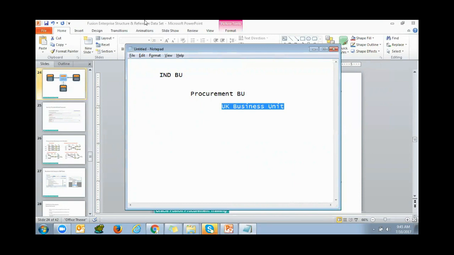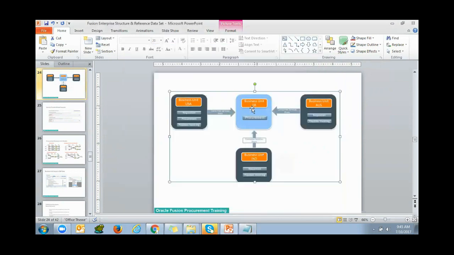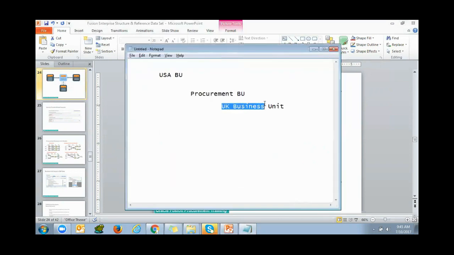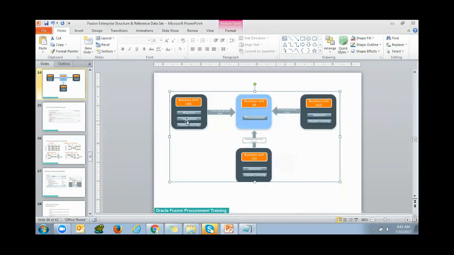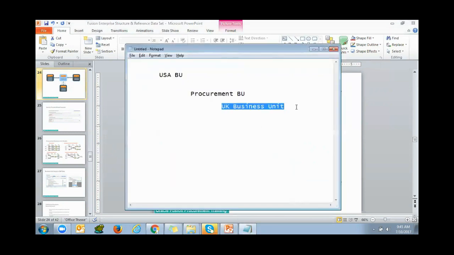Okay, and while configuring the USA business unit, the USA business unit can rely on UK and also it can rely on itself, because the USA business unit is also configured for the procurement business function. So you can enter here like this, US business unit. That means the USA business unit can rely on the UK business unit or can rely on itself as a procurement service provider. In the same way, payable service provider.